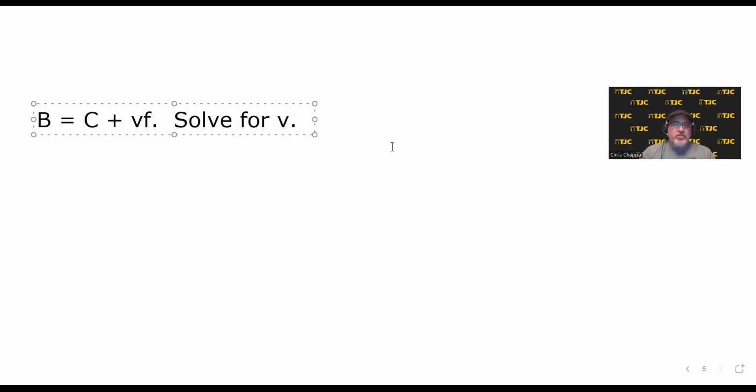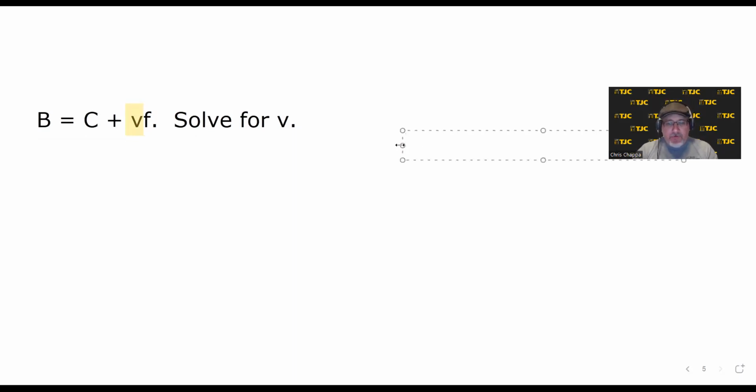So let's think about this for a second. Let's highlight the thing we're solving for, the V. Now, to get the V by itself, I have two things to get rid of. I've got to get rid of the C, which is added, and I've got to get rid of the F, which is multiplied. But which one do I get rid of first? Well, the answer to that lies in doing something backwards from the way you would normally do it.